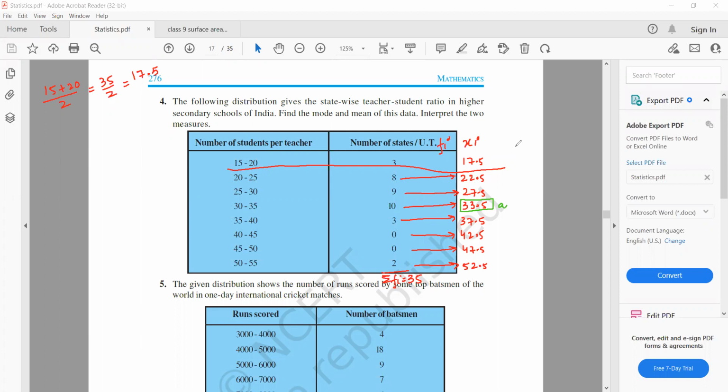So let us find my DI, which is XI minus A. So XI minus A, so 17.5 minus 33.5. I think you have to do all the calculations separately. 33.5: 5 minus 5, 0. 7 minus 3 is 4. Sorry, I have written the reverse. It will be in minus. And 17.5: 5 minus 5, 0. 13 minus 7 is 6. And then you have 2 minus 1.